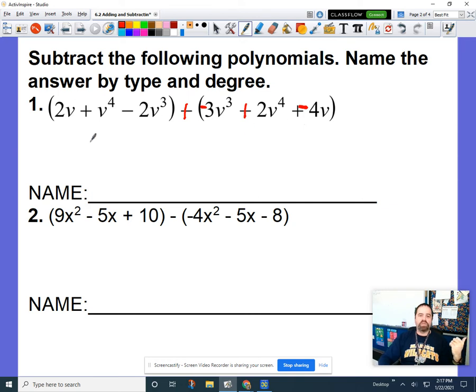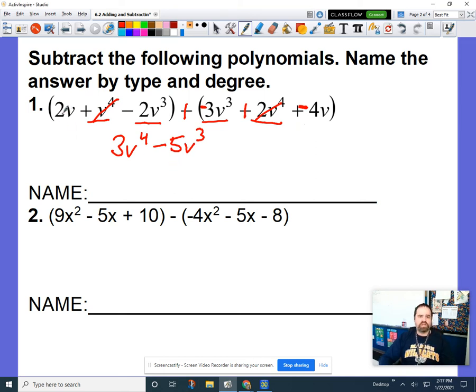Then it falls back into the addition stuff that we did yesterday. So I'm going to match up my variables by their exponent. I've got v to the fourth plus 2v to the fourth, that's going to be 3v to the fourth. Then I'm going to move down to my next largest exponent, which is the third. Negative 2v to the third plus negative 3v to the third is negative 5v to the third. Remember, exponents don't change when you add and subtract. Exponents change when you multiply, which we will be getting into soon.